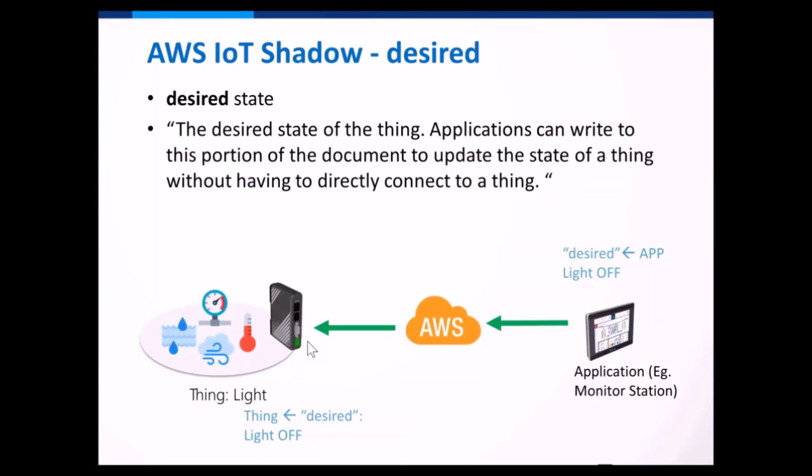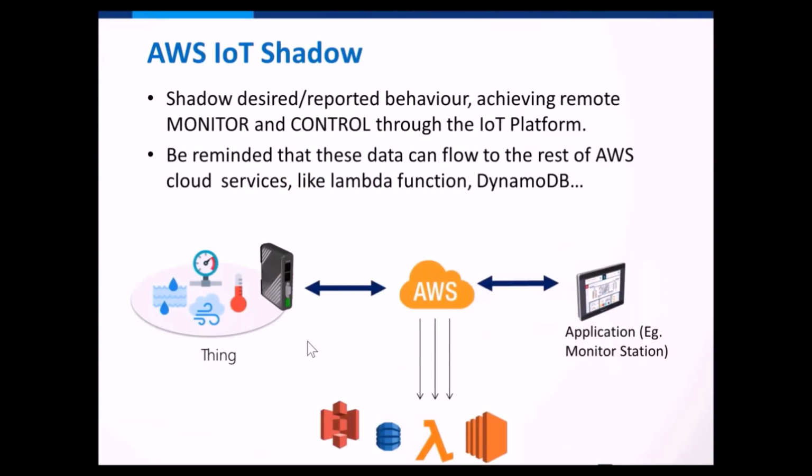So basically, combining desired and reported behavior, we can achieve remote monitoring and control through this AWS IoT platform. And also, don't forget that this is just part of interfacing with the AWS IoT. There are a lot of other services behind the AWS IoT, like the database or Lambda functions or other AI computation, analysis, etc.